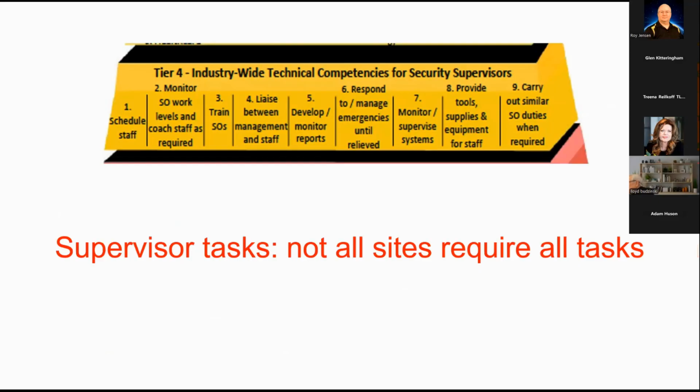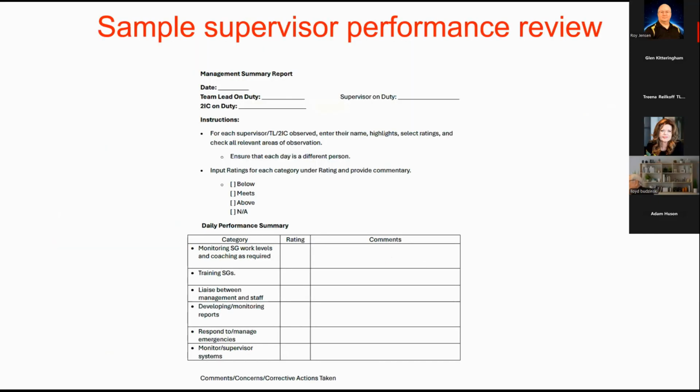And then it's the same thing. We've created a performance review for our supervisors, and it's again below expectations, meets, or exceeds, but it's monitoring the security guard work levels, training them, liaising, developing and monitoring reports, responding to and managing emergencies, and monitoring supervisory systems. And it's the exact same process.